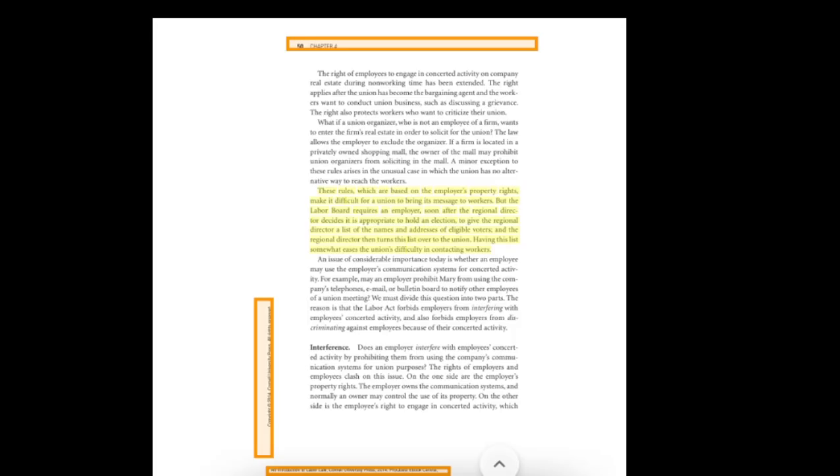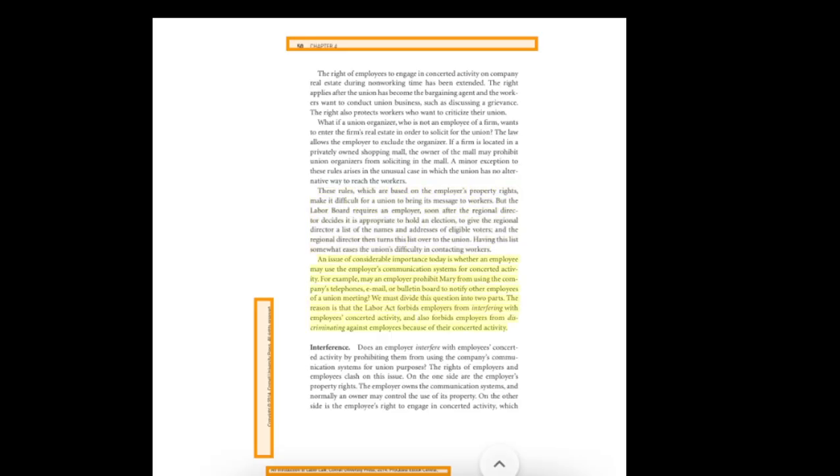But the Labor Board requires an employer, soon after the regional director decides it is appropriate to hold an election, to give the regional director a list of the names and addresses of eligible voters, and the regional director then turns this list over to the union. Having this list somewhat eases the union's difficulty in contacting workers.